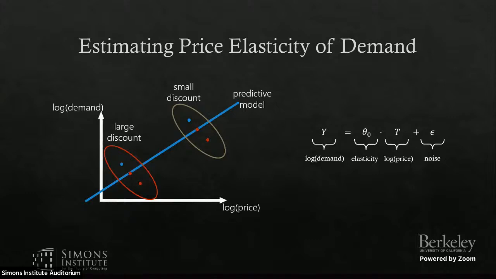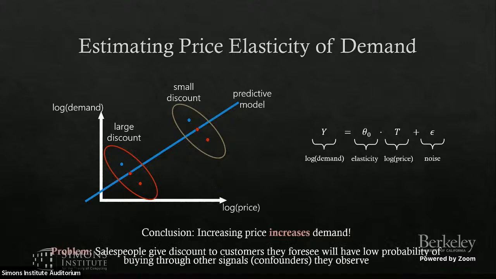The moment you do that, you're going to learn this upward sloping curve, which says that as we increase price, demand is also going to increase. Right? And that's obviously wrong as a causal claim, because if that's our causal conclusion, then the optimal thing to do is set a price of infinity and maximize revenue. The main problem is that when you deal with such observational data where the discount was not randomized but was given for some reason, you have what is known as unobserved confounding.